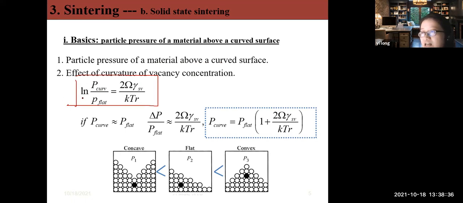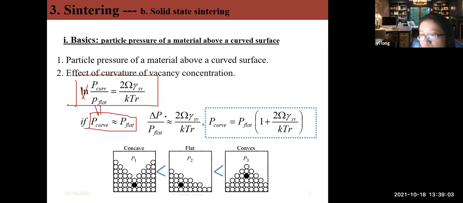But as material scientists, we really don't like this ln. So how can we get rid of this ln? There's a condition here: P curve is very close to P flat, and we already know that this is a very valid assumption. As a material scientist, when you do any calculations there are many different assumptions, but we have to make sure the assumptions are valid. Then once we have these two together, we can get rid of this ln.